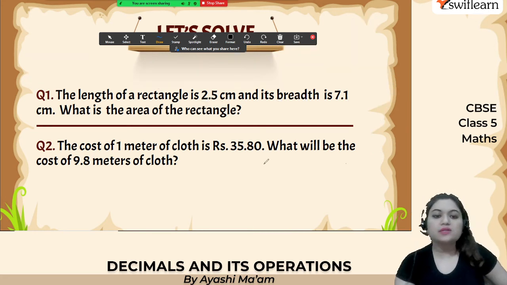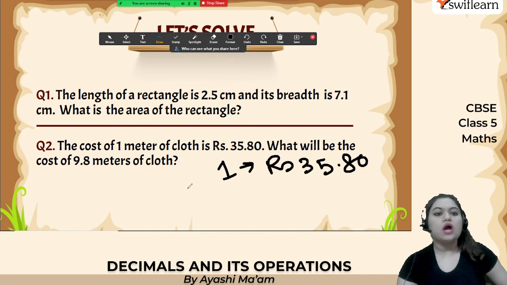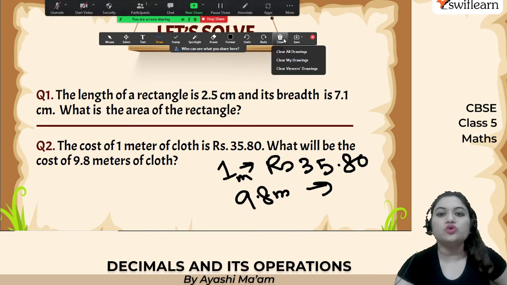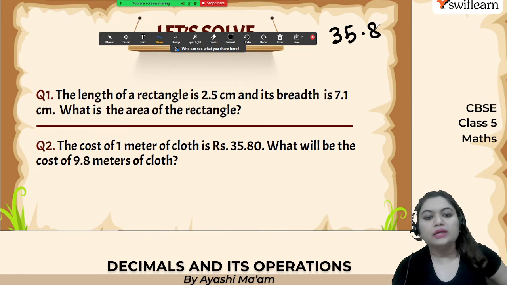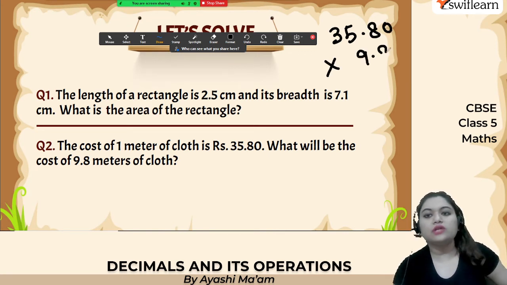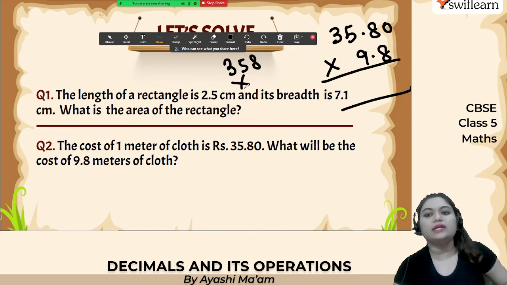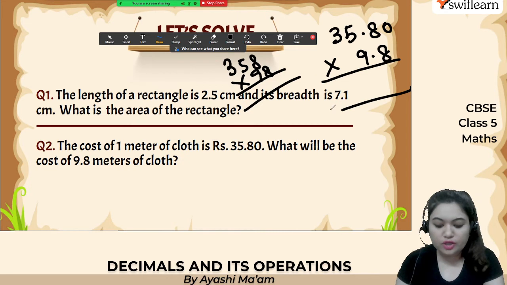So the second problem is the cost of 1 meter of cloth. So 1 meter cost is rupees 35.80. Now you want the cost of 9.8 meters. Okay, so what do you need to do? Simple, you have to do multiplication, right? So first you simply do the multiplication without thinking about the decimal point. That means you simply do 358 into 98. Simply do this multiplication at first. Okay, do it on your copy on your own.